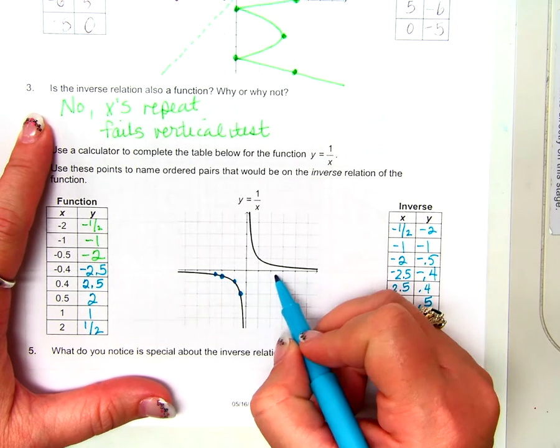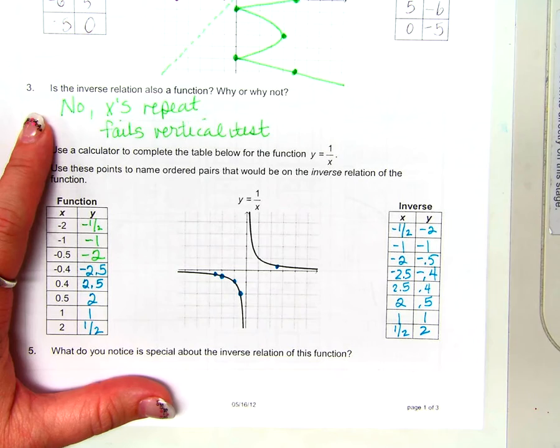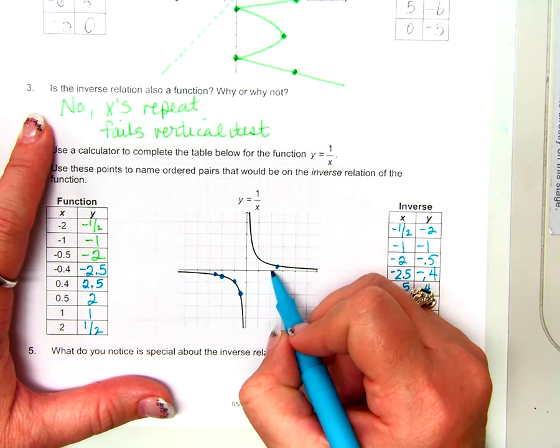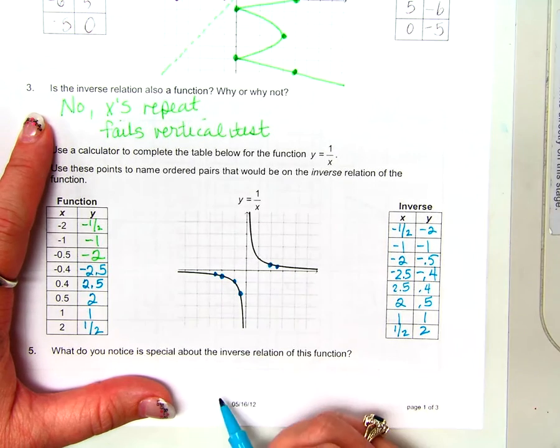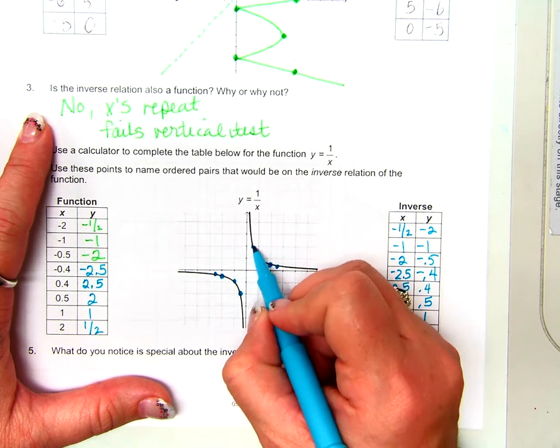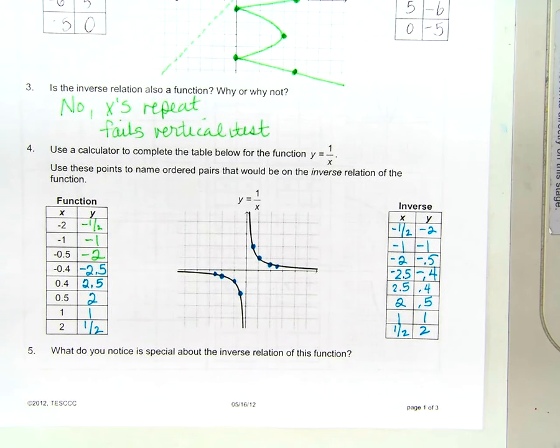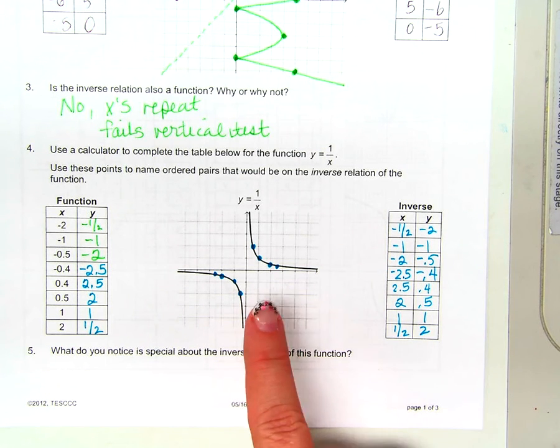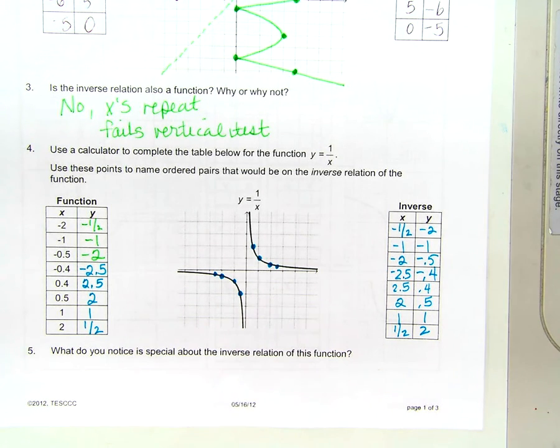2.5, 0.4, 2.5, 1, 1 and a half, 2. What do you notice is special about the inverse relation of this function? You saw me plot the inverse points, right? But where did they end up? On the same function.